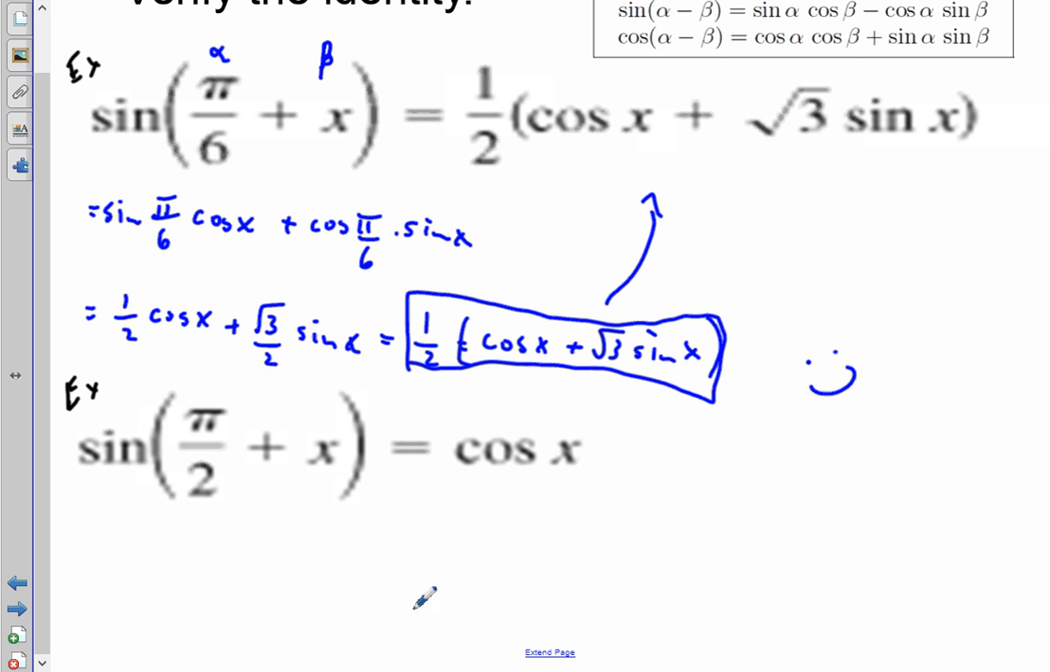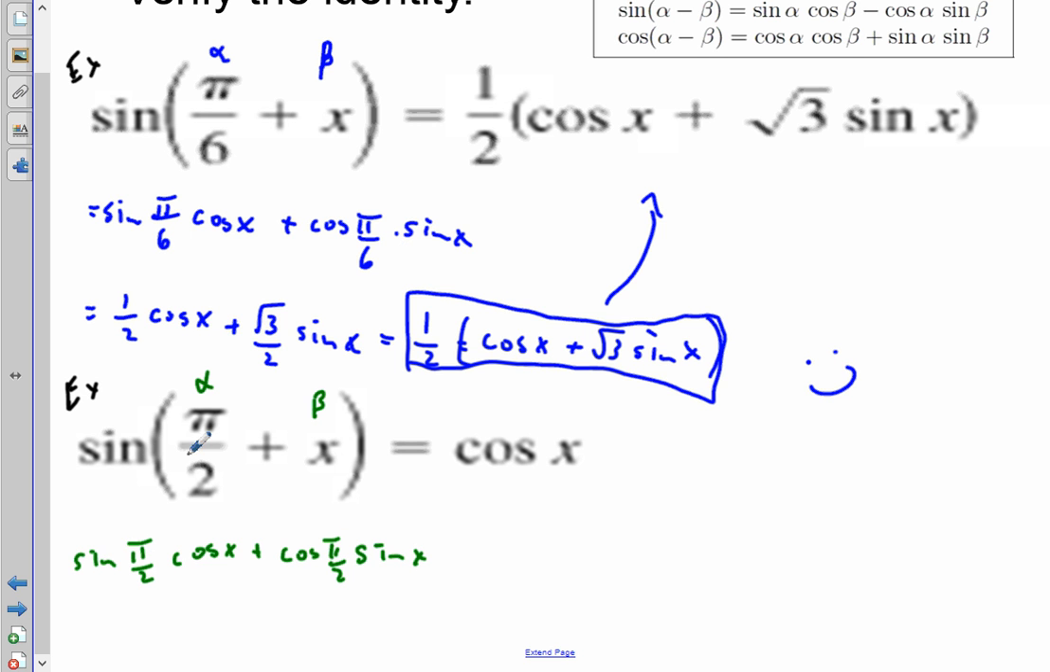All right. Well, here's our cofunction identity, which we already know. The sine of 90 plus x is actually equal to cosine. Well, we're going to prove that now using what we have with our sum and difference rules. So once again, this is alpha, this is beta. To prove this cofunction, we can say the sine of pi over 2 times the cosine of x plus the cosine of pi over 2 times the sine of x.